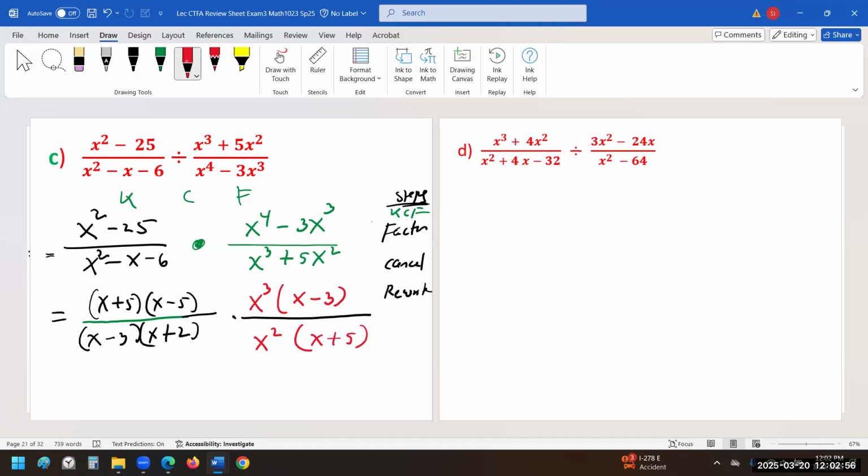So you're done with keep, change, flip, factoring, and now you're going to do canceling. Start from the left, x plus 5. Do you see any x plus 5 anywhere on the denominator? Yes, so you can cancel them. Then we have x minus 5. Do you see any x minus 5 anywhere on the denominator? No. So we're going to keep this. Then we have x minus 3. Do you see any x minus 3 anywhere on the denominator? Yes. And then we're left with x cubed.